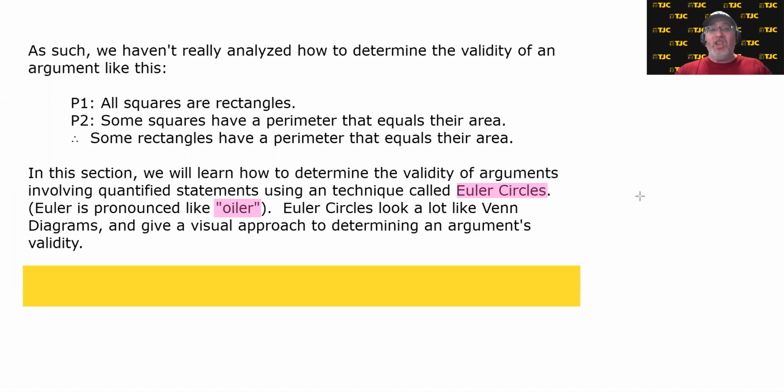Euler circles look a lot like Venn diagrams and give a visual approach to determining an argument's validity.